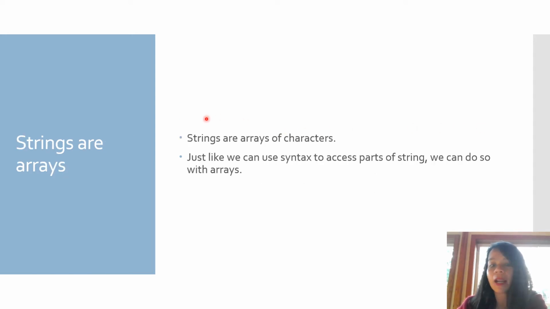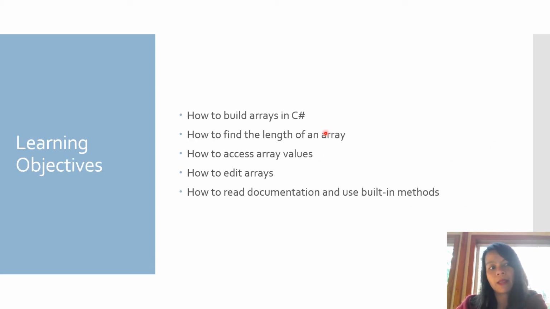So strings are actually arrays of characters, if you haven't realized that yet. Just like we can use syntax to access parts of a string, we can also do so with arrays. So our learning objectives for this class are to learn how to build arrays in C#, how to find the length of an array, how to access array values, how to edit arrays, and how to read documentation and use built-in methods.